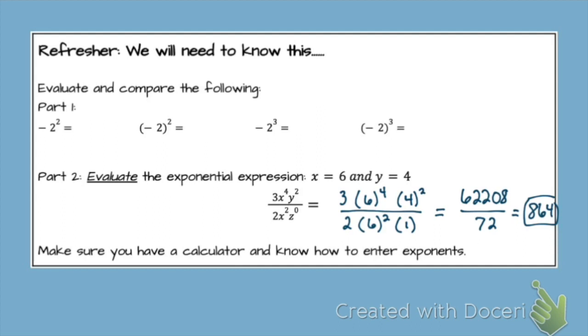Next, we have a quick refresher about evaluating. Evaluating is any time I'm given an expression, and I also know what x and y equals. So what I've done here is I've taken my expression, and everywhere that it says x, I've plugged 6 in parentheses with its exponent. Same thing with 4 for y. And it didn't tell me z, but that doesn't matter because z to the 0 is just 1. So once I plug all that in, I can put the numerator in my calculator, put the denominator in my calculator, and then I can divide them out to get 864.